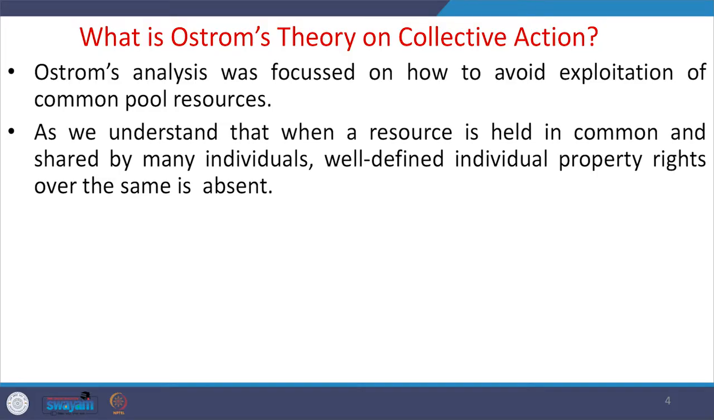So, what would be the features of common pool resources? Obviously, it would be rival, but non-excludable in nature. Because of this peculiarity of being non-excludable, common pool resources do not have a well defined individual property right. And because the resource does not have a well defined individual property right, this is the problem here. When the resource does not have any well defined property right, everyone can have access and everyone can share the benefits.